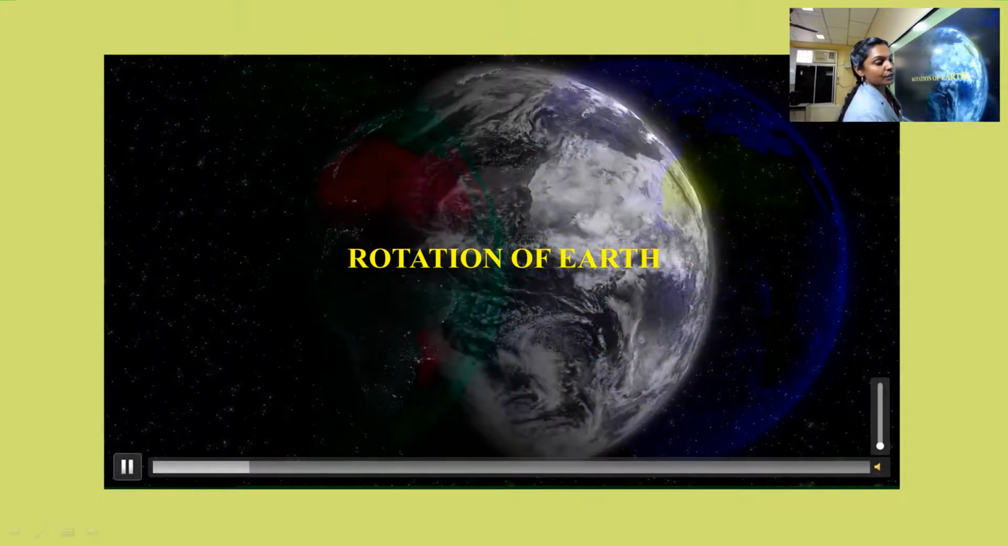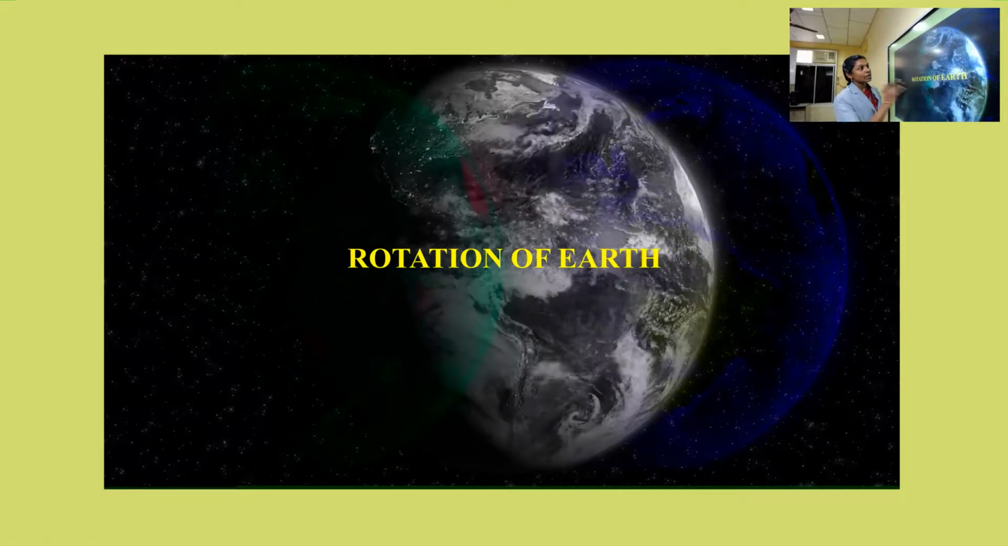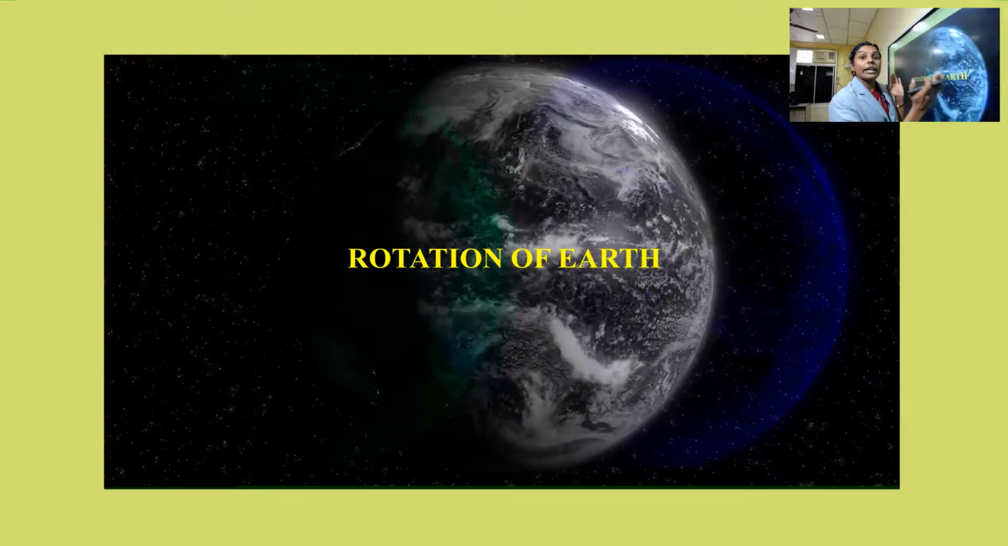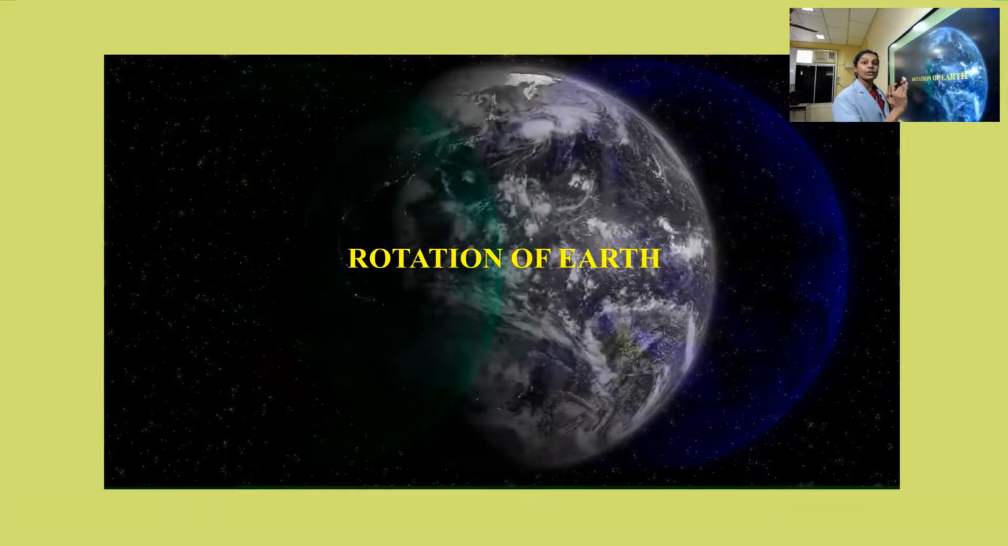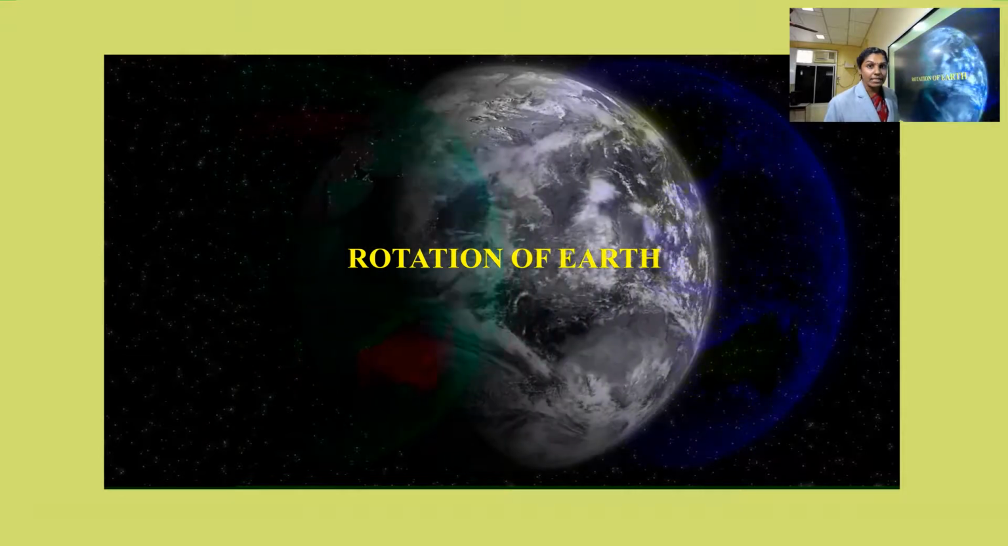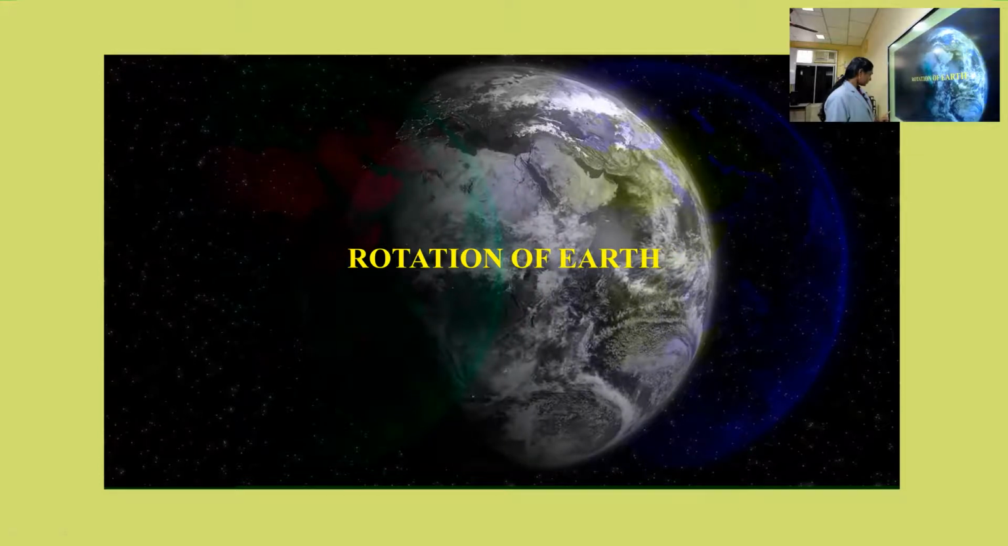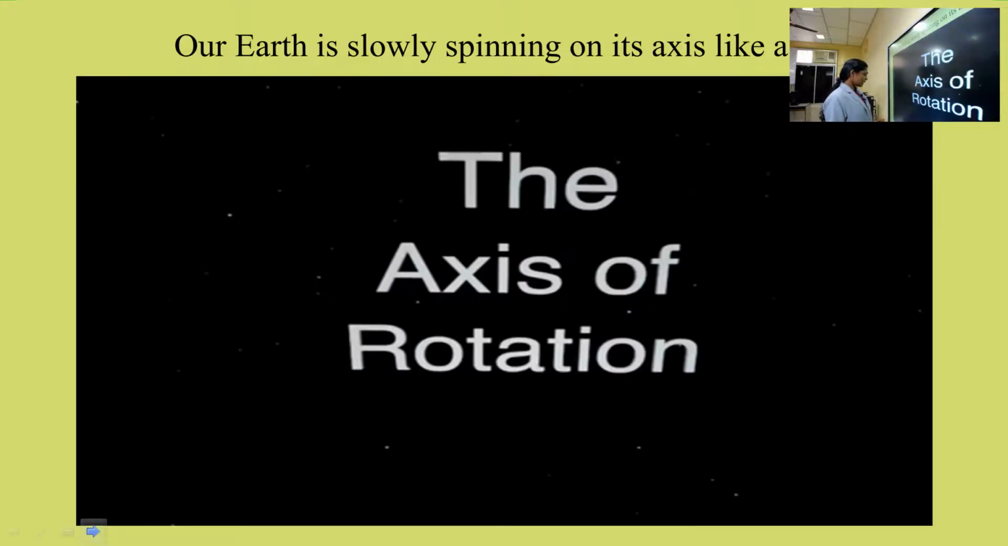So rotation of the earth. Okay. So here in the video you can see that our earth is slowly spinning on its axis, or moving on its axis. So what is spinning? What does the word spinning mean? Without changing the place, the thing will be moving, right?